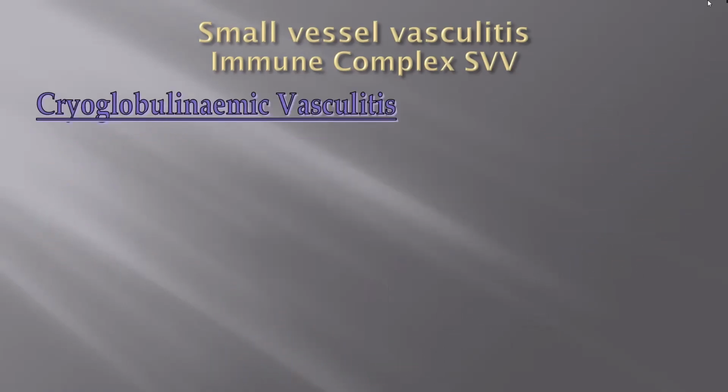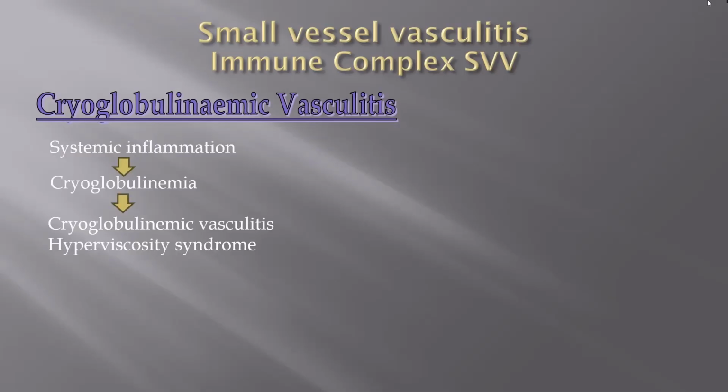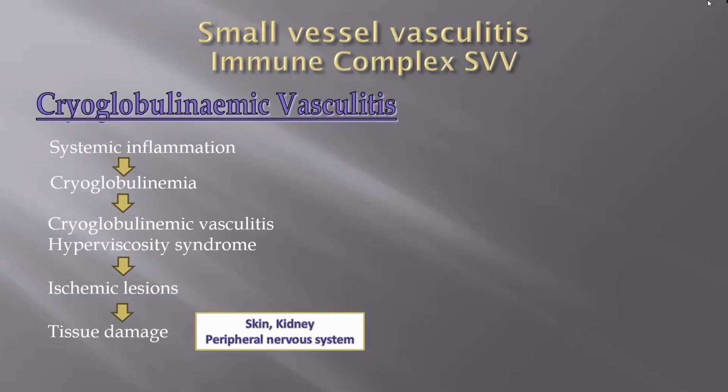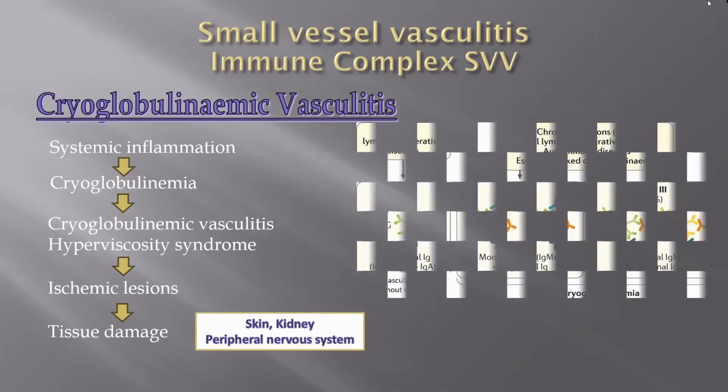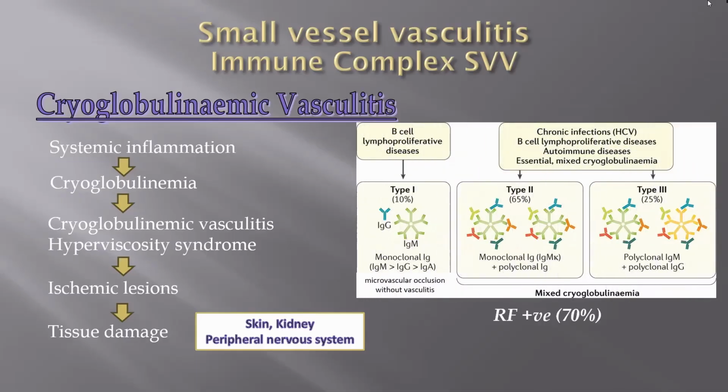Starting with cryoglobulinemic vasculitis, this is a systemic inflammation due to excess cryoglobulins, which are immunoglobulins that precipitate at low temperature, resulting in vasculitis and blood hyperviscosity, leading to ischemia and tissue damage with predilection of the skin, kidney, and peripheral nervous system. There are 3 types of cryoglobulinemic vasculitis.